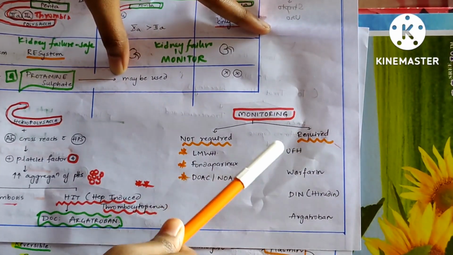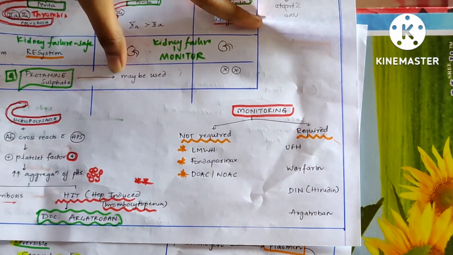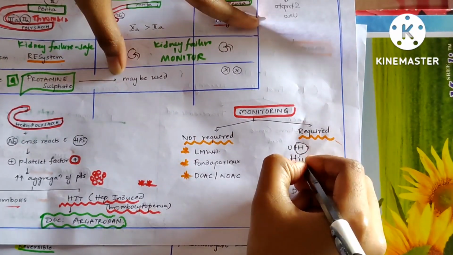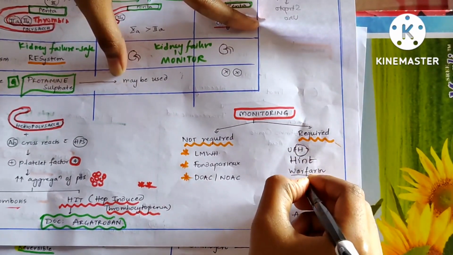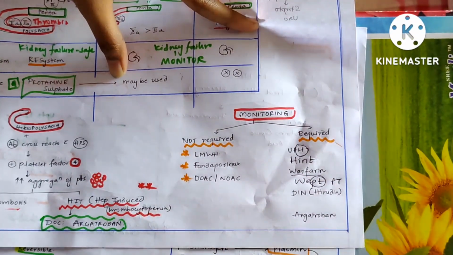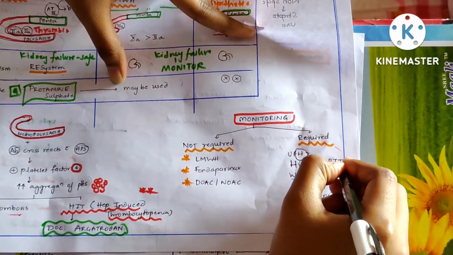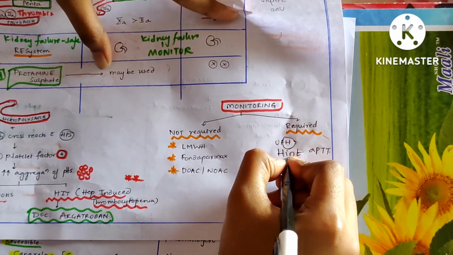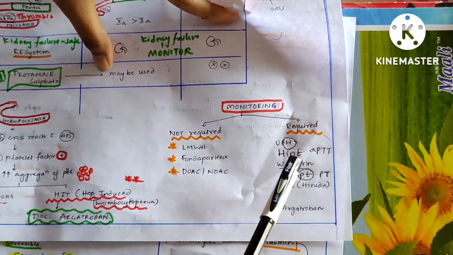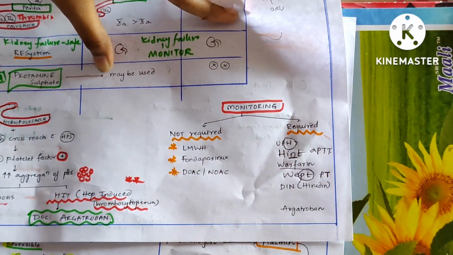Whereas monitoring is required for unfractionated heparin, warfarin, the direct acting ones, hirudin, lepirudin, and argatroban. For unfractionated heparin, remember it as HINT. HINT means intrinsic pathway, so APTT. Whereas warfarin is for WEPT, that is PT. Warfarin we need to monitor PT, whereas for heparin, since it acts on the intrinsic pathway, we need to monitor APTT. And hirudin and argatroban also require monitoring. Just remember these points. Not required for LMWH, fondaparinux, DOAC or NOAC.